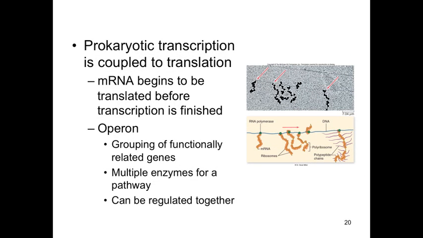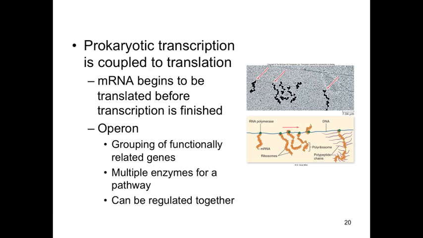Now, in prokaryotes, transcription is coupled to translation. Because the transcription occurs out in the cytosol, there is no nucleus. Ribosomes are right there and able to begin translation at the same time. So what you can see here are strands of messenger RNA that are attached to the original DNA molecule, and they have ribosomes on them, translating them at the same time as the RNA is being transcribed.